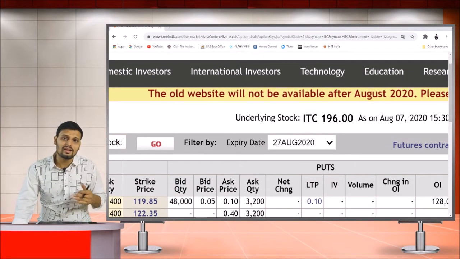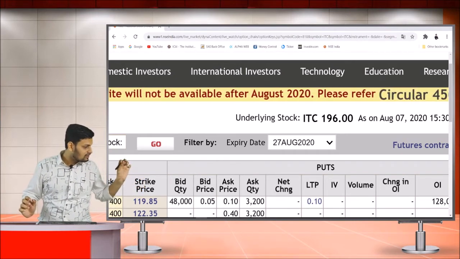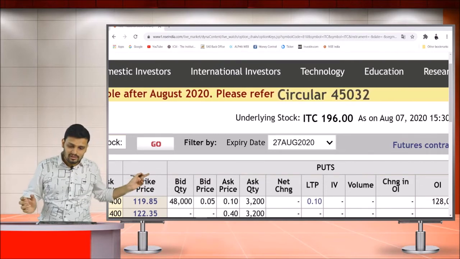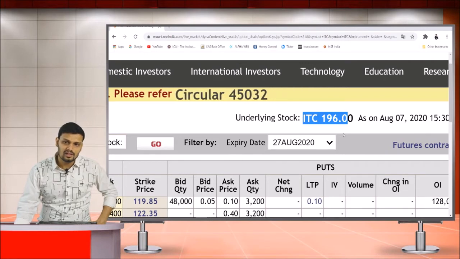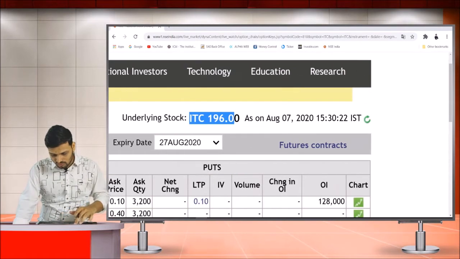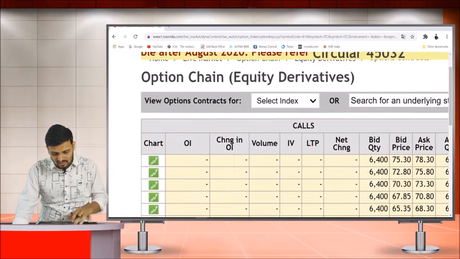What is the underlying stock for ITC options? ITC options is the derivative contract. For this ITC options, how does the value move? Based on the underlying stock, which is your ITC share price. ITC share price right now is 196, right? So you can see the date. 196 is the ITC share price.